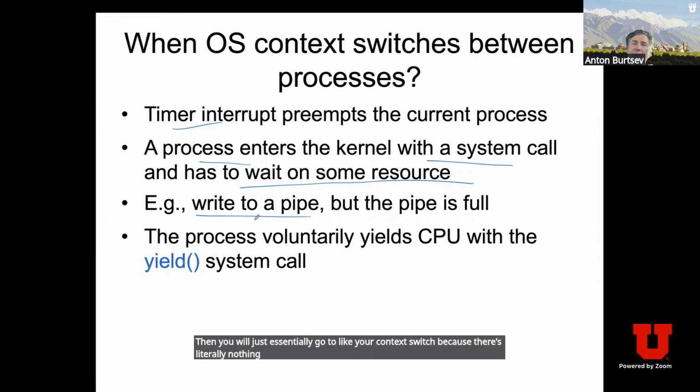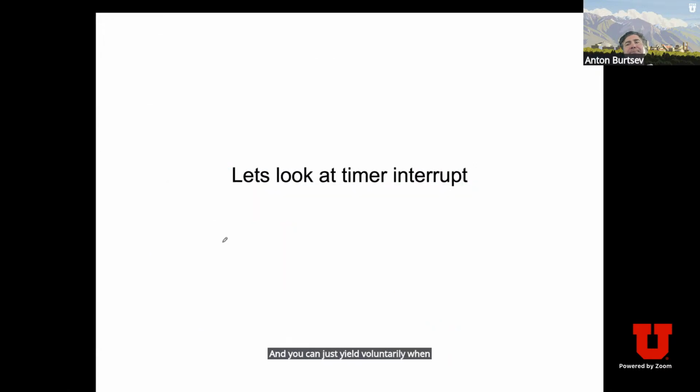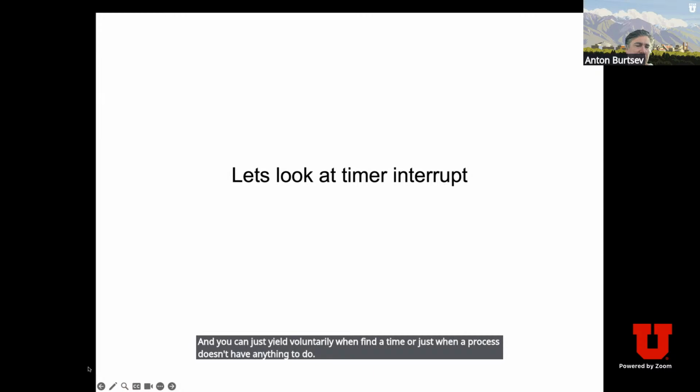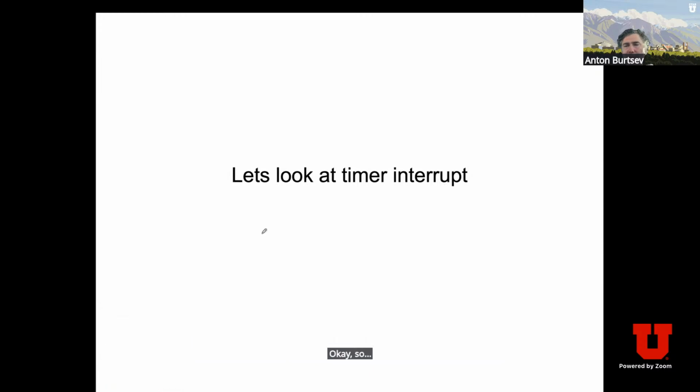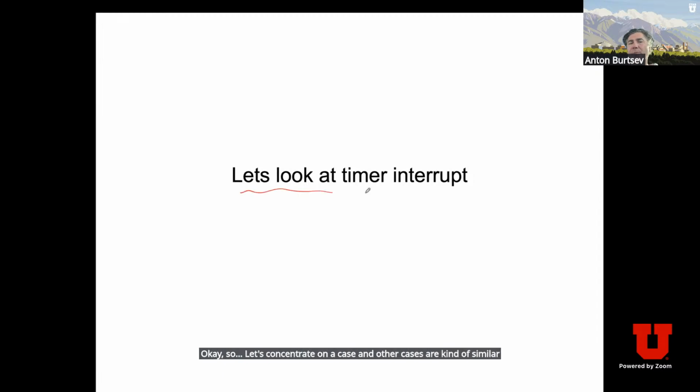So you're going to be waiting on a pipe. In this case, the pipe is kind of like a disk. You're waiting for IO from another process. And you can yield voluntarily when a process doesn't have anything to do. Okay, so let's concentrate on another case, which is similar: when a timer interrupt comes.